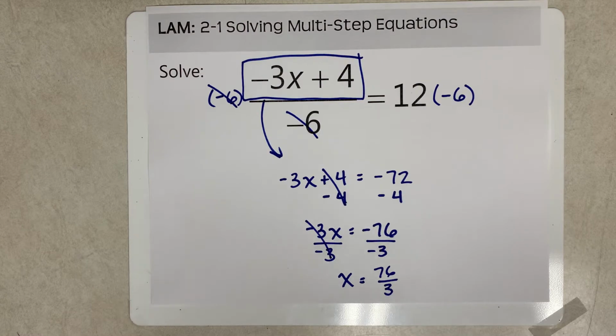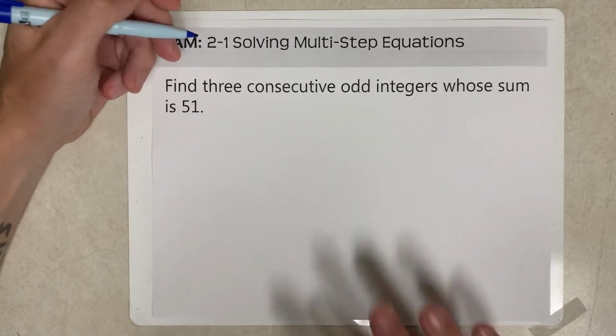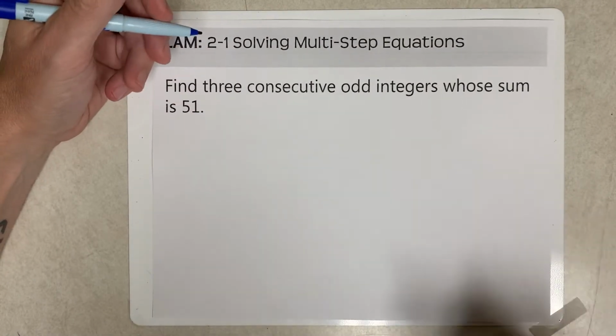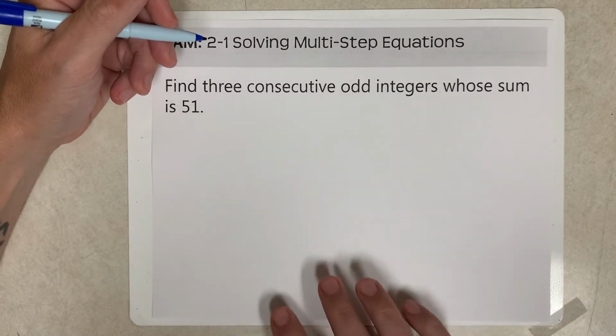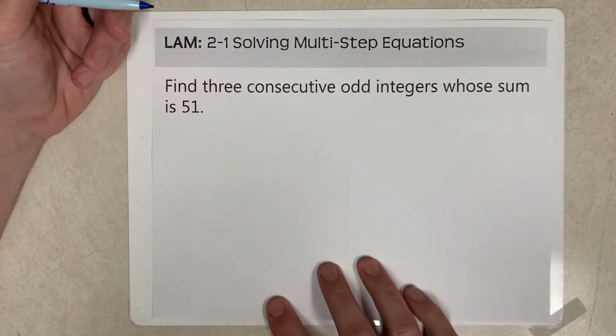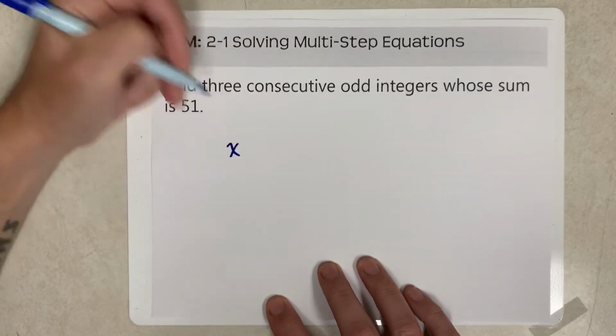All right, so now let's see how we're going to handle this one. Find 3 consecutive odd integers whose sum is 51. Okay, so 3 consecutive odd integers. Let's see how this one's going to work. Integers that are consecutive go 1, 2, 3, 4, and so on. Those are consecutive integers. Well, we don't know what the first one is. And so we're going to let the first consecutive odd integer be x.